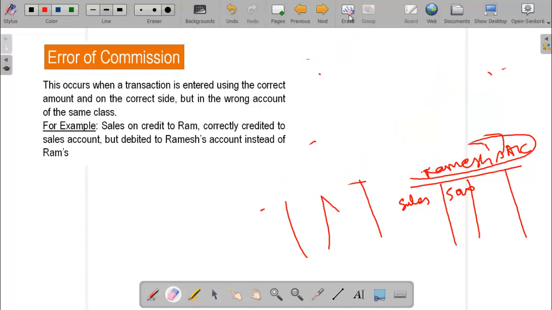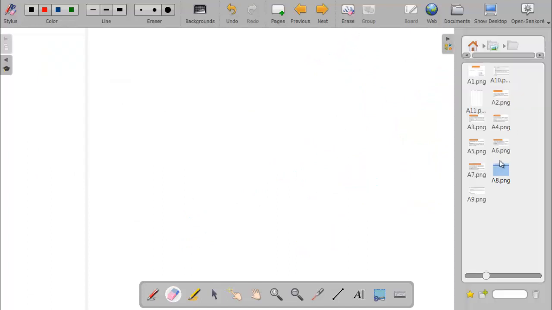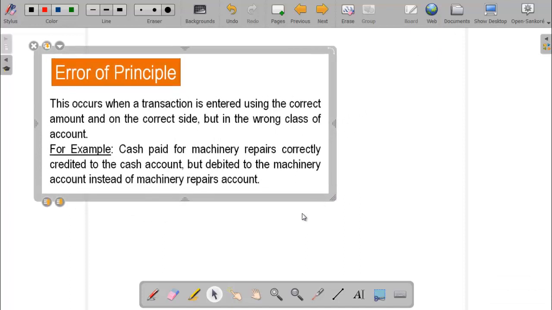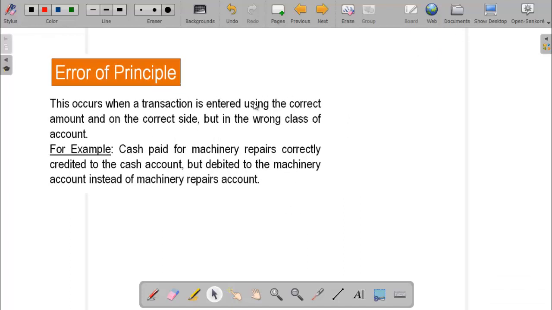Now see the next error. And the next error is this one. Error of principle. See, this occurs when a transaction is entered using the correct amount on the correct side, but in the wrong class of account. What is the difference between error of commission and error of principle? Only this. Correct amount we are taking here, correct side we are taking here, but a wrong account, and the wrong account is of a different class.